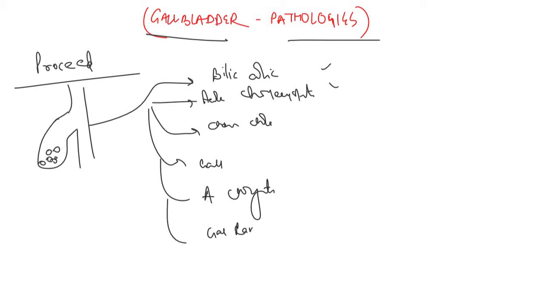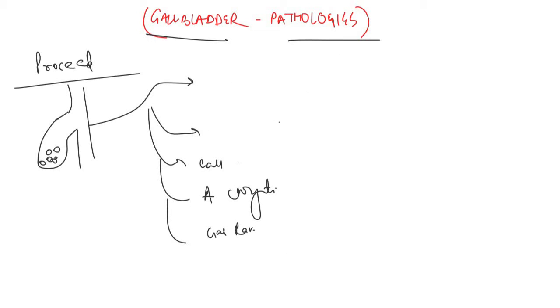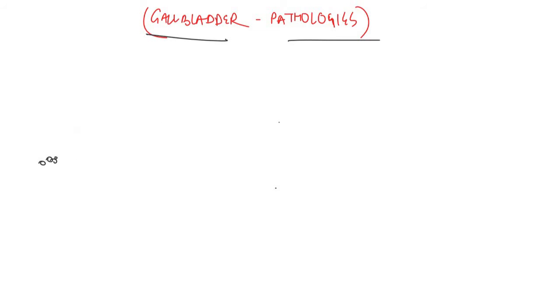Now in this video we'll primarily learn about biliary colic and acute cholecystitis, and in the upcoming videos we'll talk about chronic cholecystitis, gallstone ileus, ascending cholangitis, and gallbladder carcinoma. So let's first talk about what is biliary colic and what is the situation with acute cholecystitis. First of all we'll talk about the biliary colic.